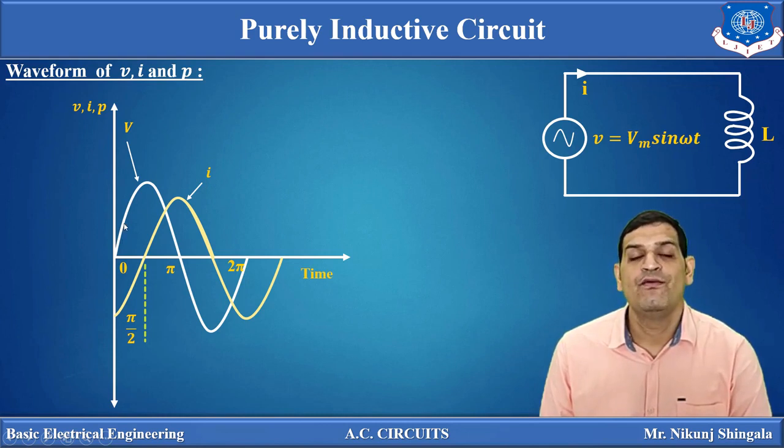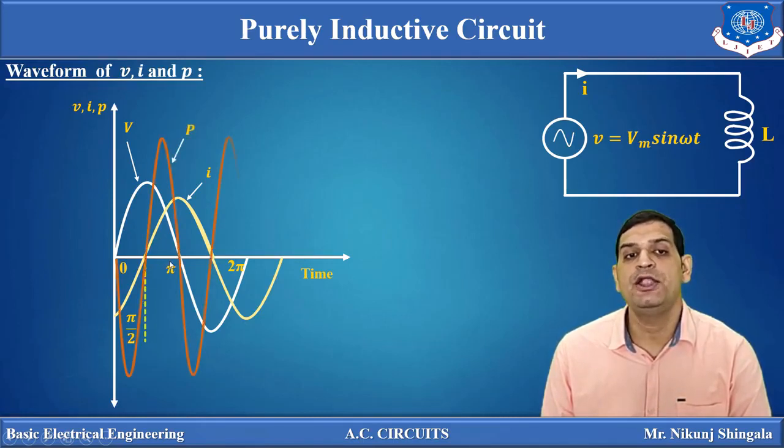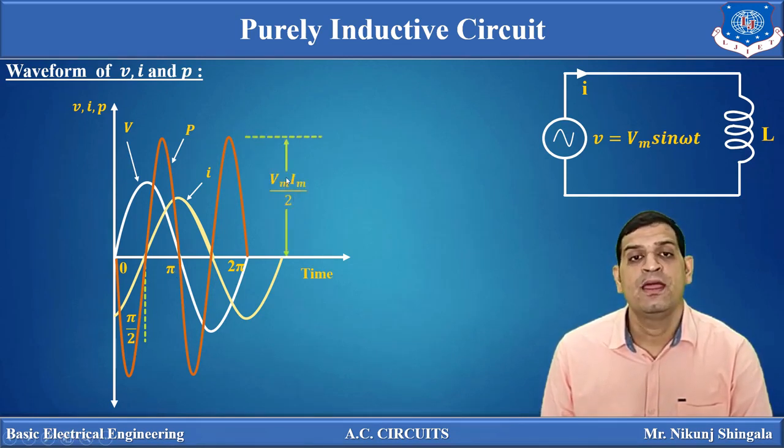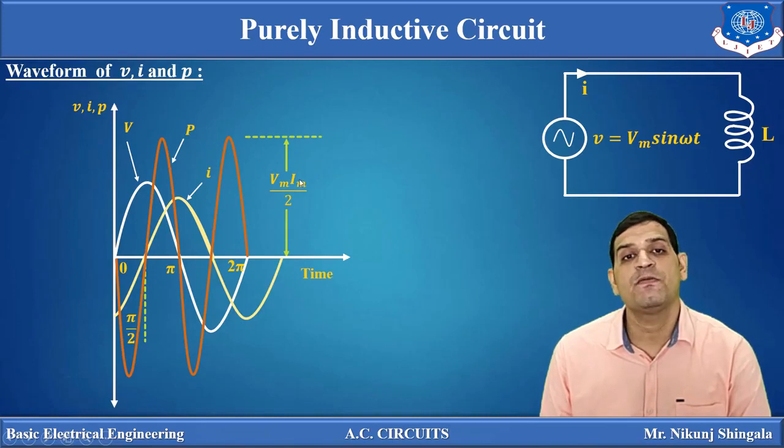So here voltage is positive and current is negative, so product becomes negative. Now in between pi by 2 and pi, both values are positive, so product becomes positive. Between pi to 3 pi by 2, current is positive and voltage is negative, so product will be negative. And between 3 pi by 2 to 2 pi, both are negative, so product will be positive. This is how you have to draw the waveform of power from the waveform of voltage and current. You have to take the small instants. So this is the final waveform of the instantaneous power, and maximum value of the instantaneous power is Vm Im by 2.